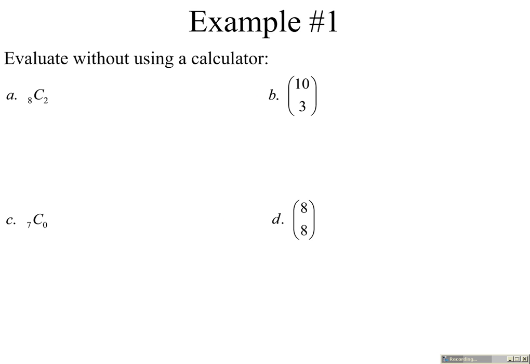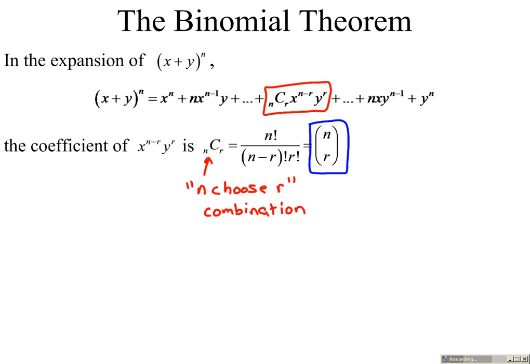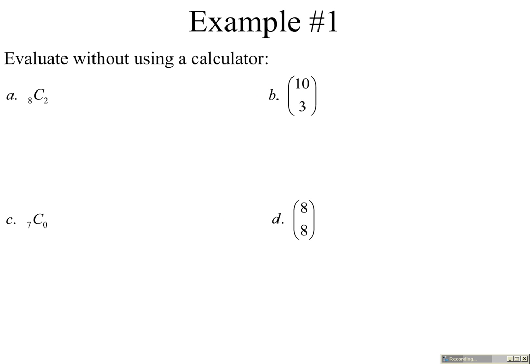Okay, evaluate these combinations without using a calculator. So we need to use the formula that we have right here for a combination. N factorial over n minus r factorial, r factorial. So in this case, 8 choose 2, 8 factorial over 8 minus 2 factorial times 2 factorial, which is 8 factorial over 6 factorial, 2 factorial.